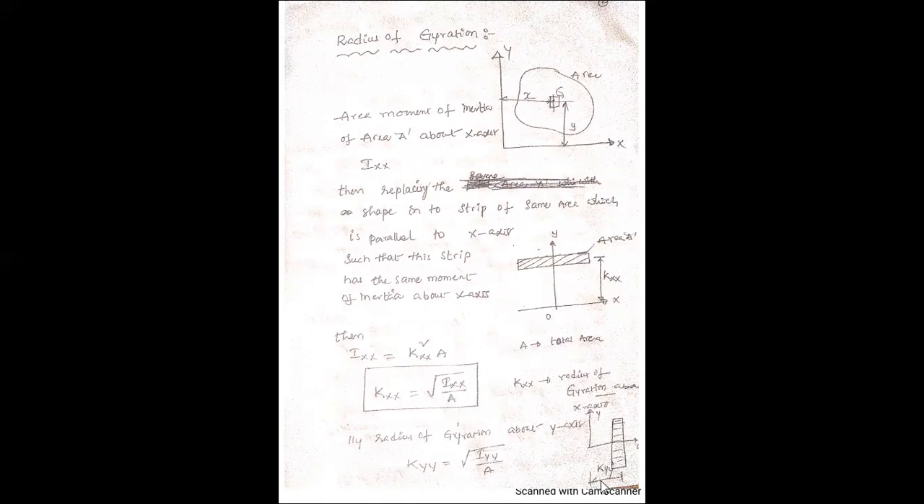And I am placing this object at a particular distance, that is kyy. This distance is always fixed because to meet Iyy, I need to place this object at a particular location, that is kyy only. So kyy is equal to square root of Iyy divided by area. Iyy is the moment of inertia of the object about the y-axis, A is the area of the object, and kyy is the radius of gyration of the object about the y-axis.